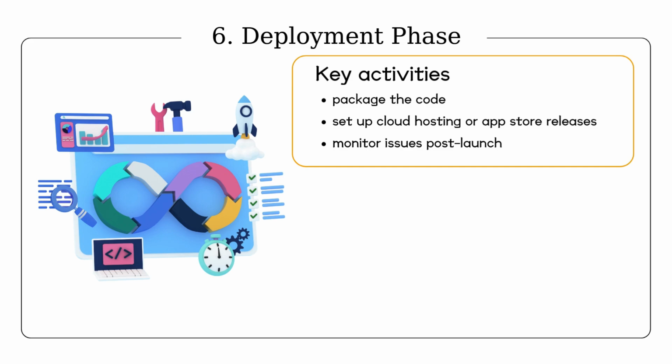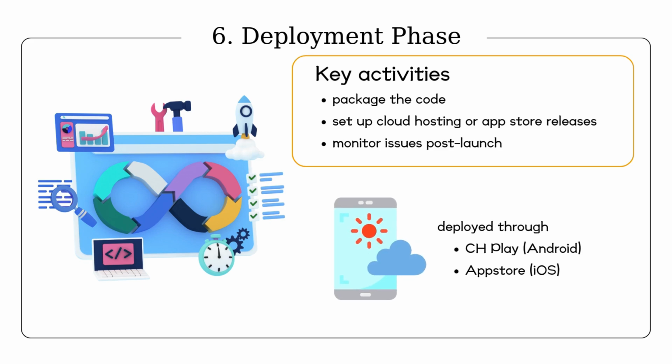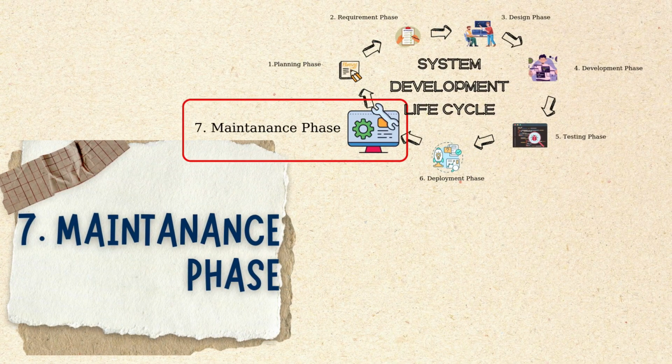Key activities include packaging the code, setting up cloud hosting or app store releases, and monitoring for any early issues post-launch. For the weather app, deployment might involve releasing it to the Google Play Store, where users can download it. Some companies even do a soft launch to test the app with a small audience before a global rollout.